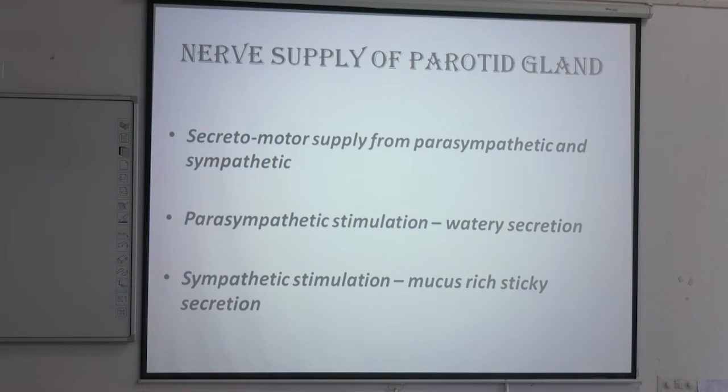Nerve supply of the parotid gland. Secretomotor supply from the parasympathetic and sympathetic. Parasympathetic stimulation, watery secretion. Sympathetic stimulation, mucus-rich sticky secretion.